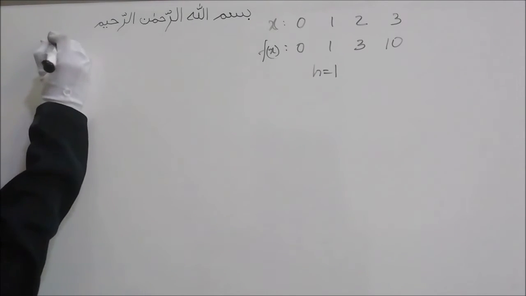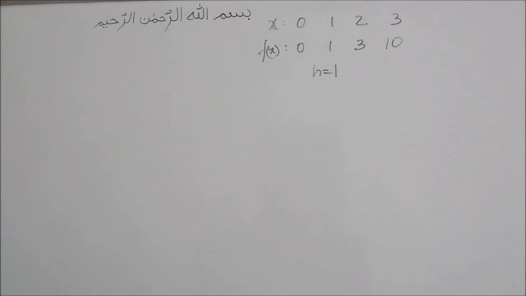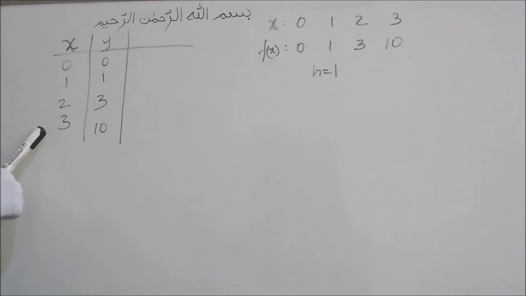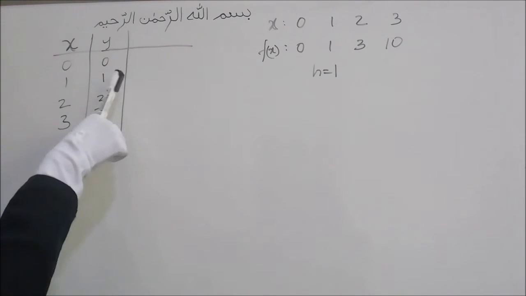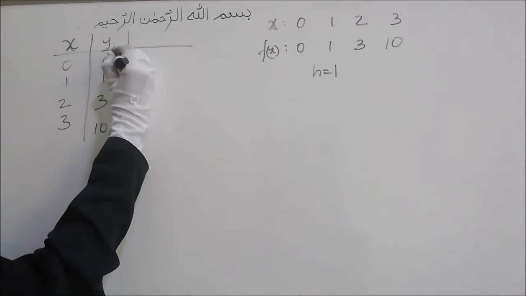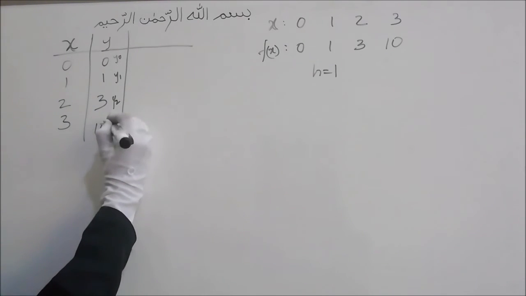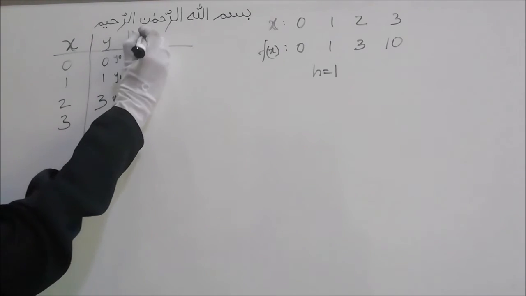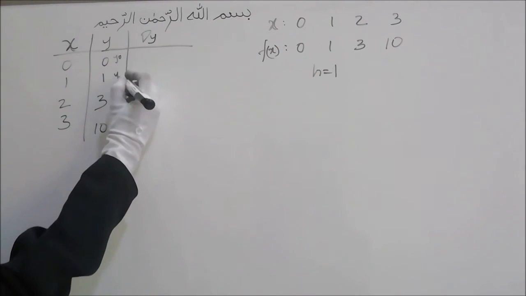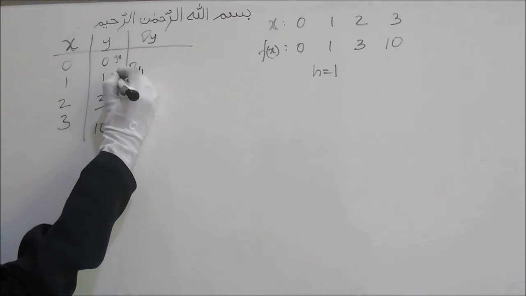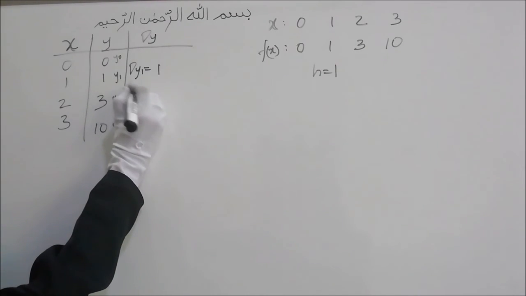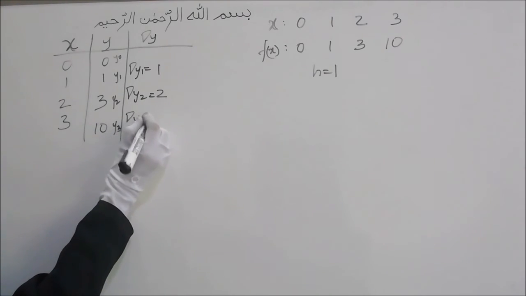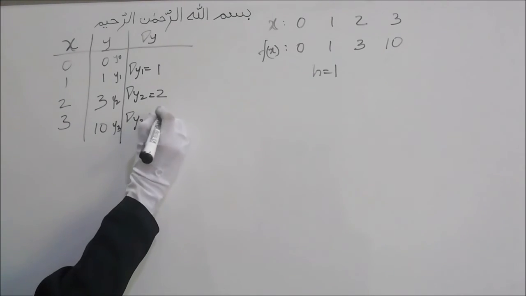So let's form the table now. Here we can use either the Newton forward difference method or the Newton backward difference method. These are the values of x: 0, 1, 2 and 3, and the values of y or f of x, that is 0, 1, 3, 10. This will be y0, y1, y2 and y3. So let's use the Newton backward difference method. Now I'll have del y: del y1 is 1 minus 0, 1, del y2 is 3 minus 1, 2, del y3 is 10 minus 3, 7.